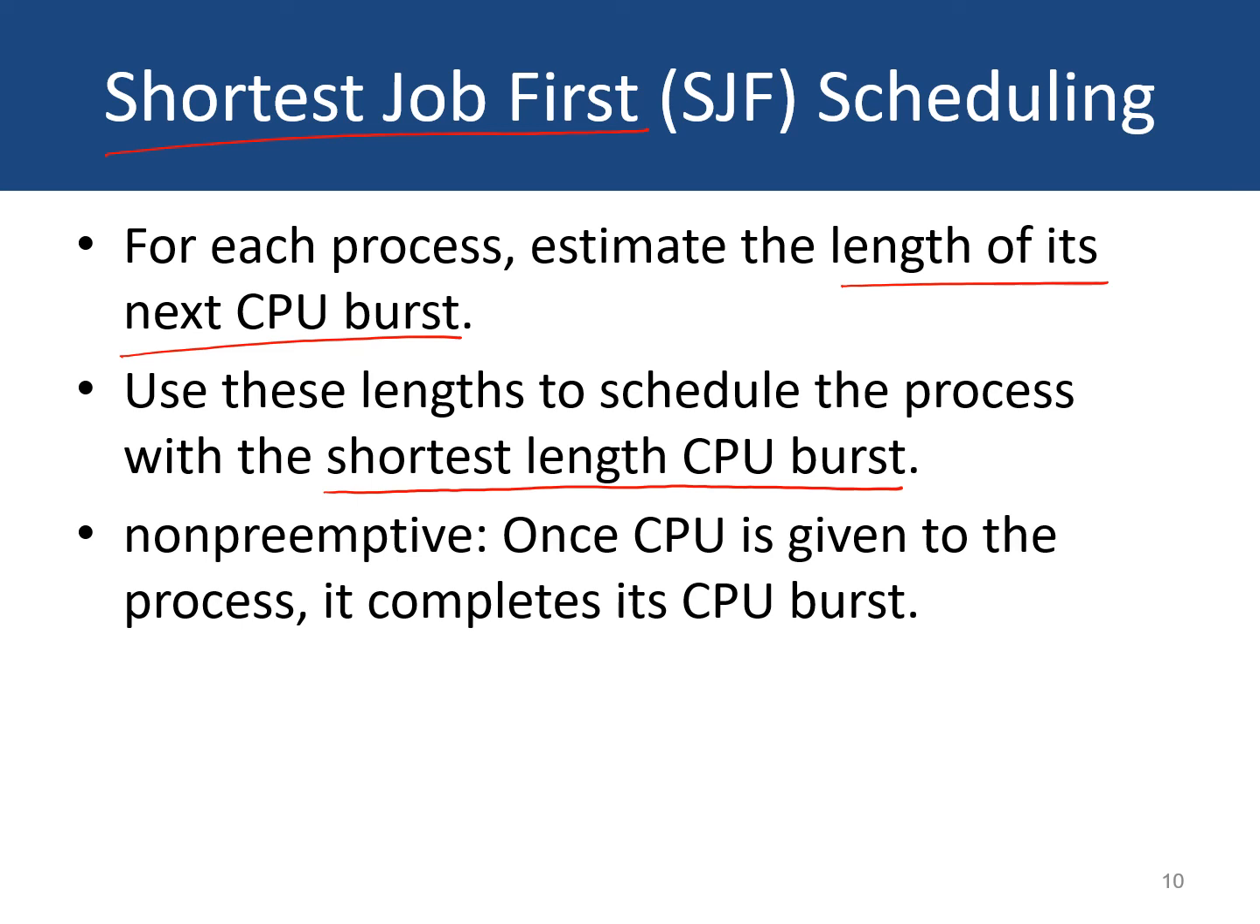So out of the processes that are in a tie, the one that arrived first would be allowed to go first. Note that SJF, or shortest job first, is also a non-preemptive scheduling algorithm. Once the CPU is given to a process, it will only be voluntarily released by the process when the CPU burst completes.